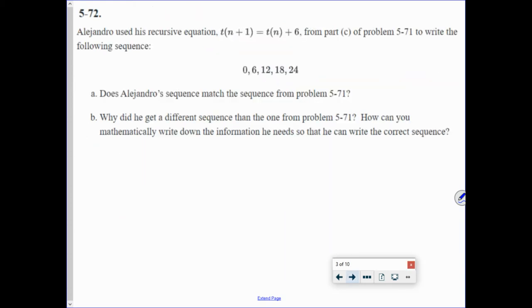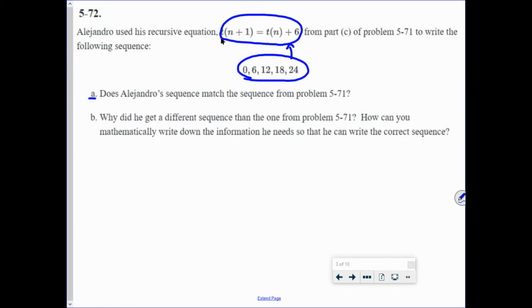All right, now, 572. Alejandro used the recursive equation, hey, T of n plus 1, looks familiar, equals T of n plus 6 from part C in problem 571 to write the following sequence: 0, 6, 12, 18, 24. Please write that down, and please write this equation down. And tell me, is he correct? Does T of n plus 1 equals T of n plus 6 work in this sequence? Well, yeah, it does, right? We're adding 6 to the previous term to get the next term.